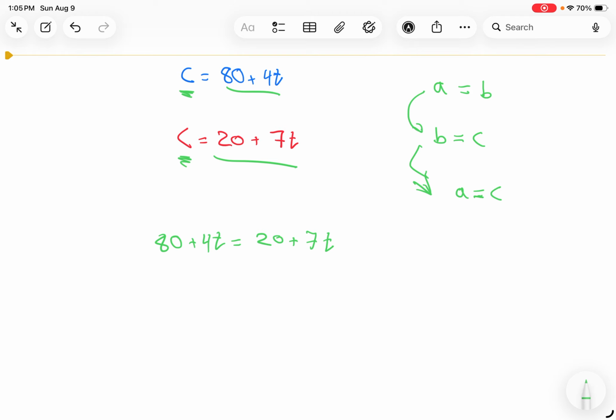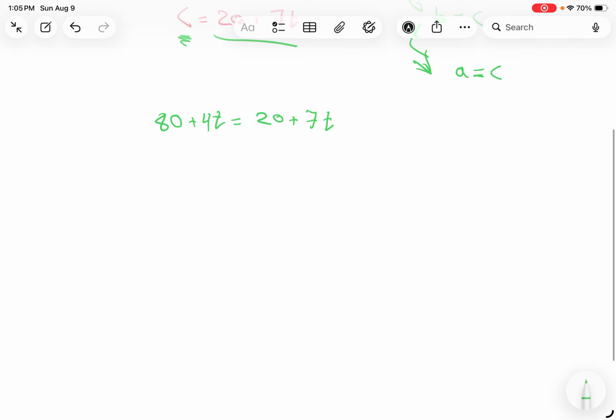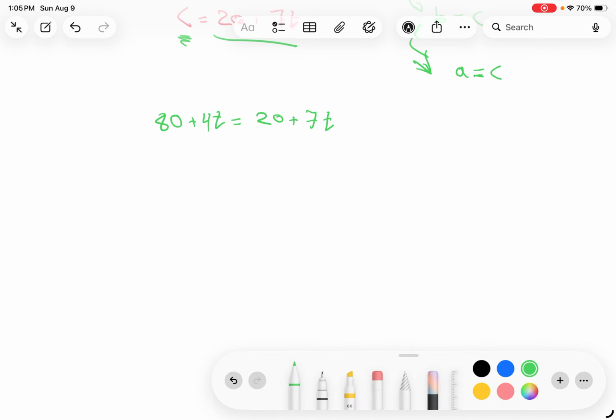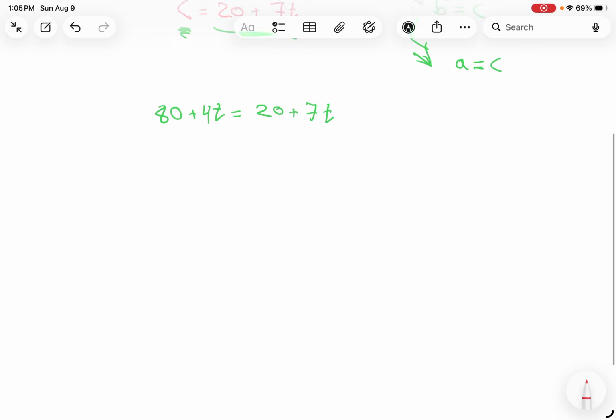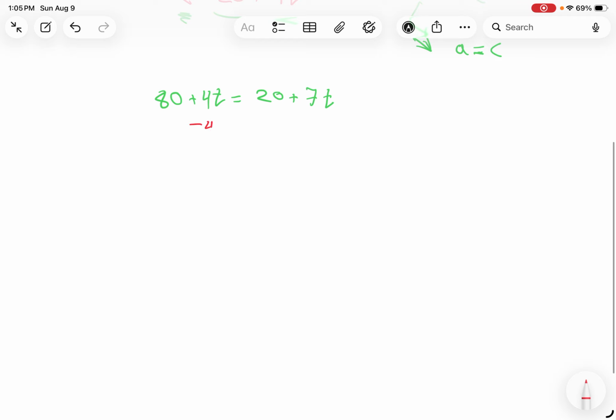So now we have to do all of our favorite rules in algebra, which is combining like terms. The first thing I'm going to do, and I'm going to show you my steps beneath, is get all the variable terms to one side. In this case, it looks like 7t is on one side, 4t is on the other. Let's subtract 4t, which is the opposite, of course, of adding, from both sides. What you're going to find is that one side is now equal to 80, and the other side is equal to 20 plus 7 minus 4, which is 3t.